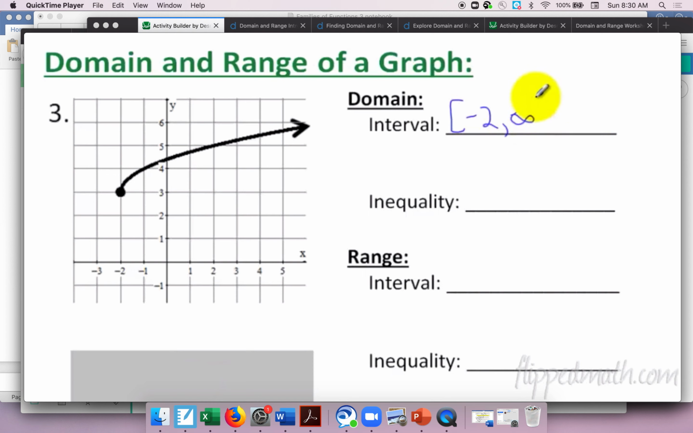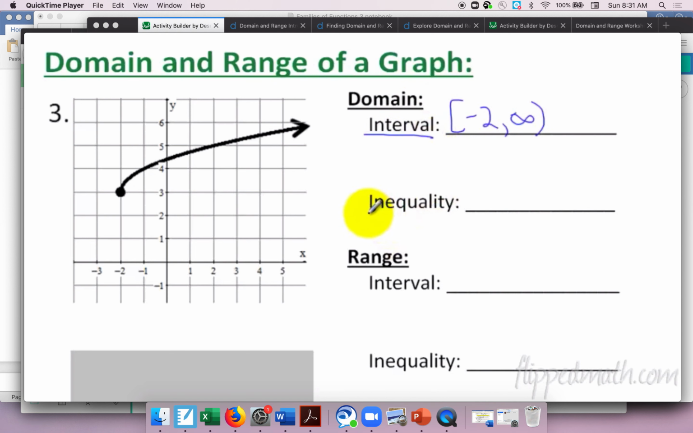Now, infinity is always with a parenthesis. It does not ever have a bracket because we can never actually get to infinity. It's a number that just keeps going forever and ever. So we don't include infinity. We just say parentheses infinity. That is the domain using what's called interval notation.